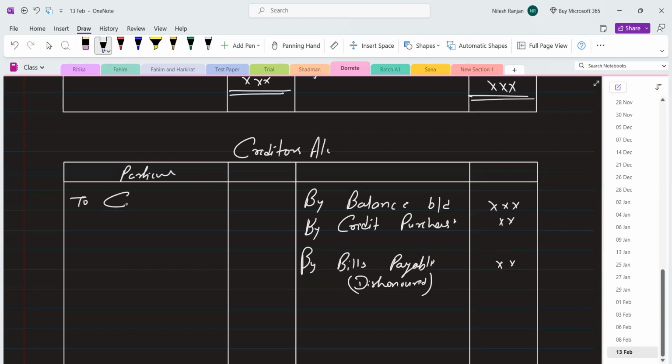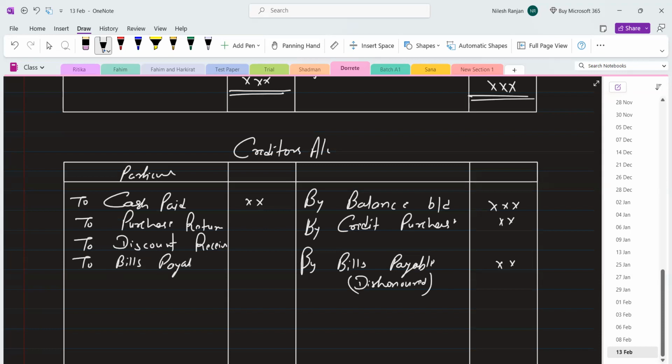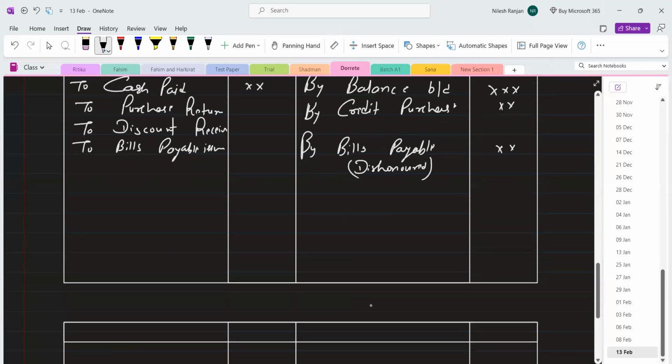On the debit side, first cash paid to creditors, then to purchase return, to discount received. Discount allowed is written in debtors account, discount received here, and to bills payable issued.